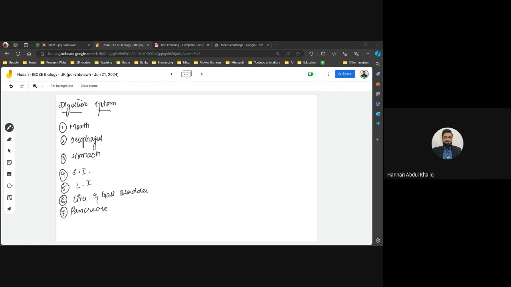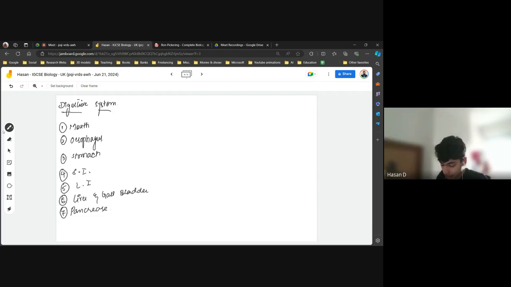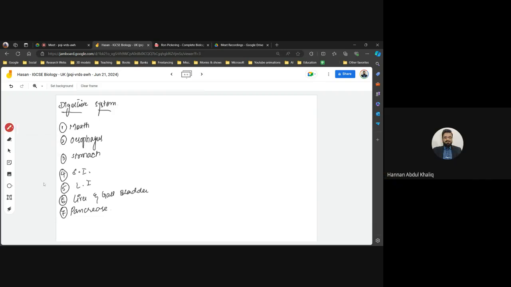The digestive system is an organ system. Okay. Remember that in the digestive system, we do have to realize that this number of organs is called our gut or alimentary canal. Alimentary canal.